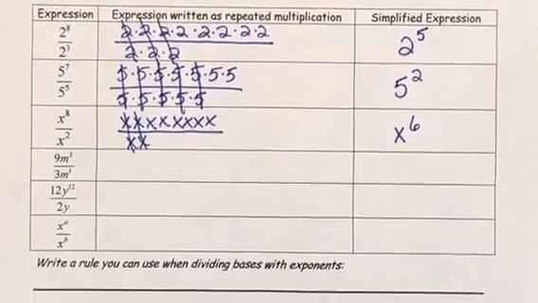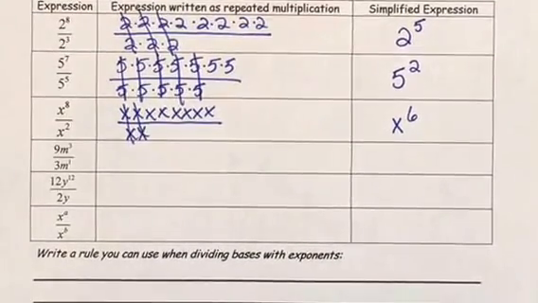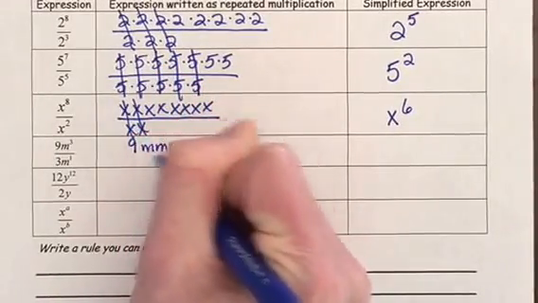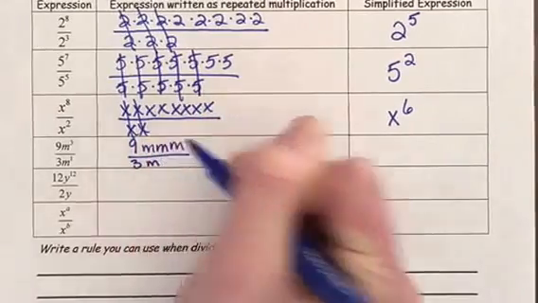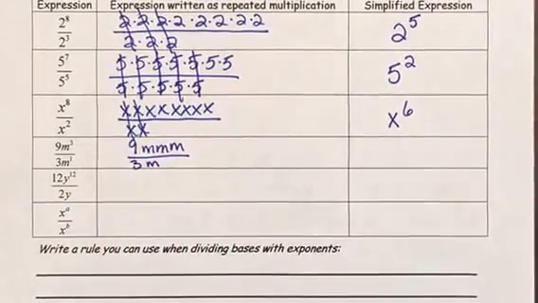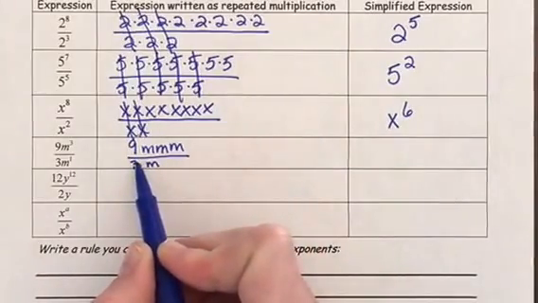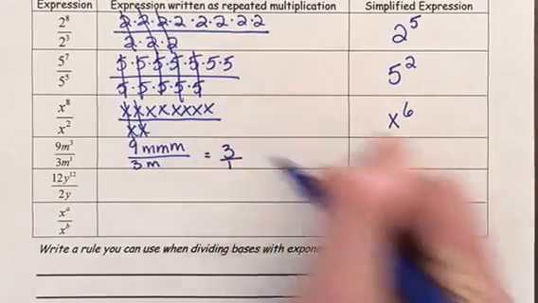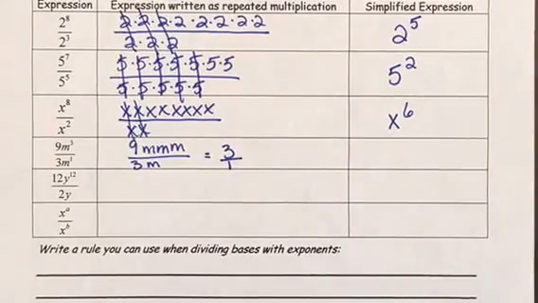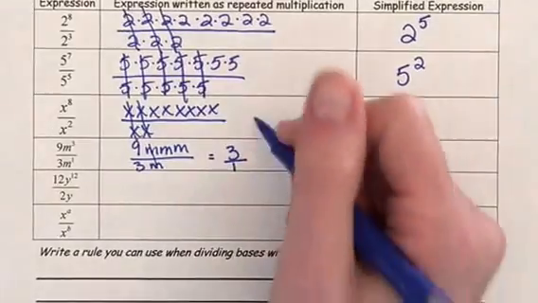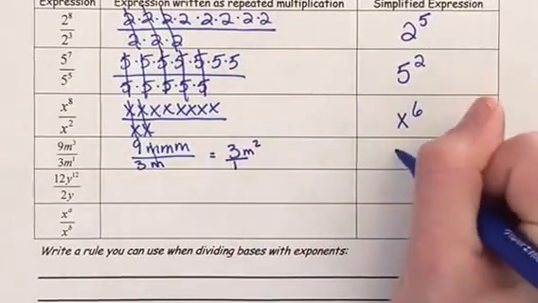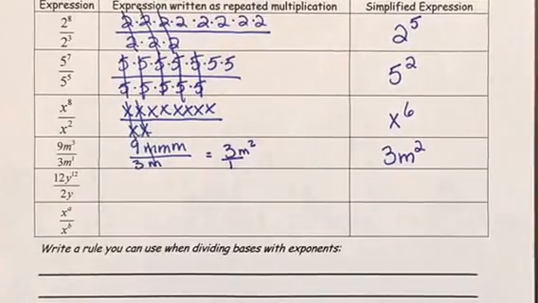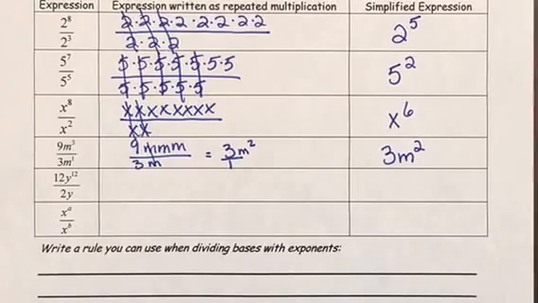Now when there's coefficients, it's just a regular fraction. So this is really 9m over 3m. We're going to treat each section separately. 9 divided by 3 is the same as 3. 3 over 1 if you want to write it that way. These cancel. So it's 3m squared over 1, or just 3m squared. So we just divide the coefficients like a normal fraction. You're simplifying or reducing your fraction.